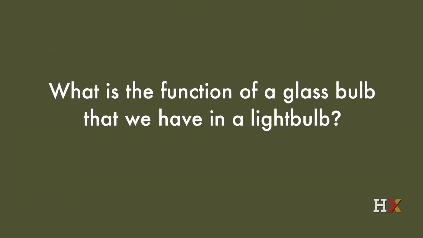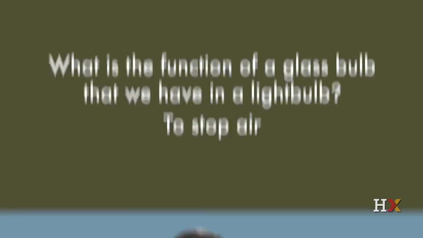They could have solved this problem in 5 minutes if they used function analysis. What is the function of a glass bulb that we have in a light bulb? This function is to stop air from reaching the hot filament. There is no air on the moon, so we don't need this function, and therefore we don't need the glass bulb. You see, this is how we break psychological inertia, which is the ability to think and do things the same way as we always do.